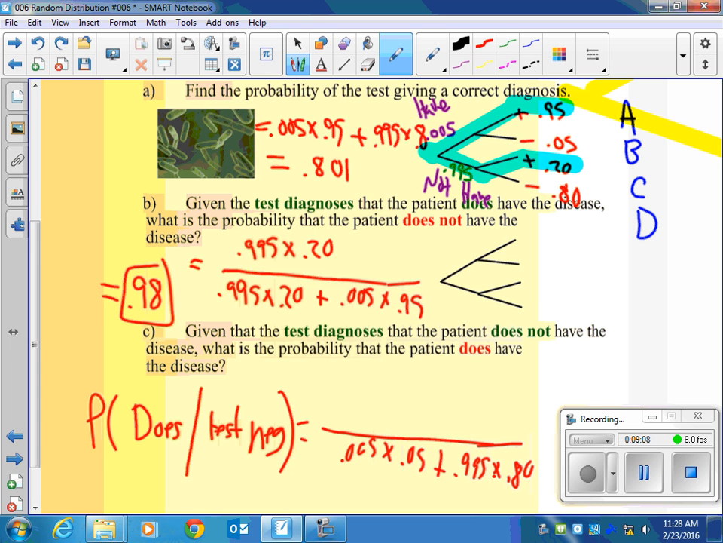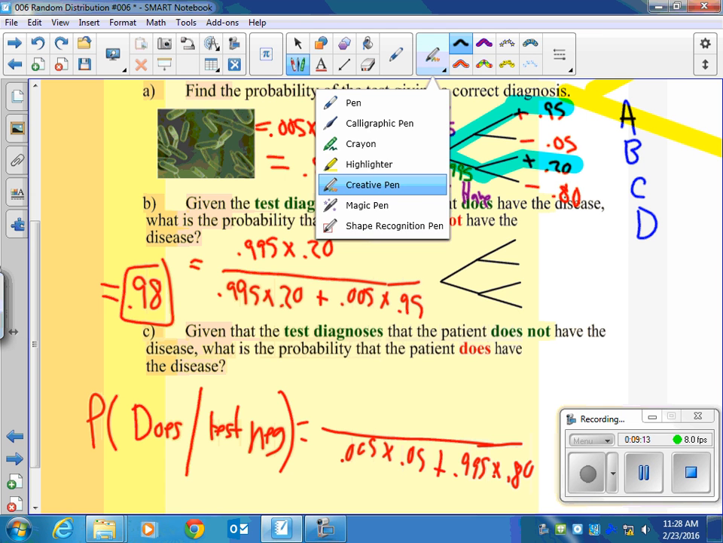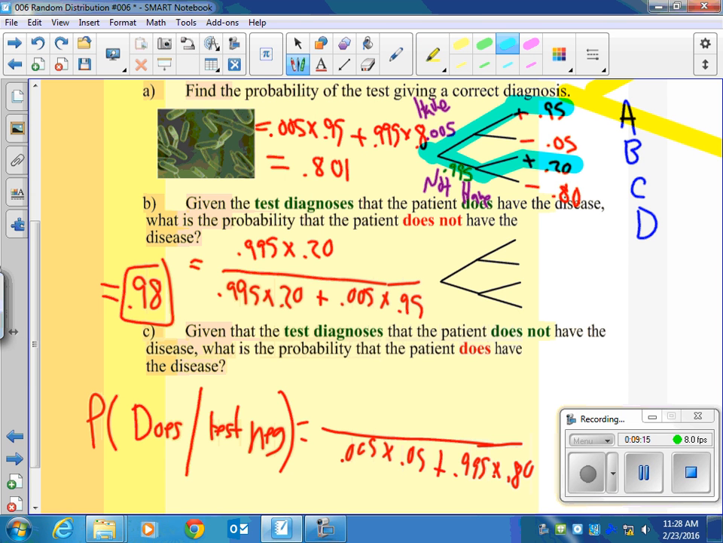Given that the test says you don't have it, it's a negative test. That's the total ways of having a negative test. These are the total negatives. And that's what I have down here. What's the probability the patient does have it? Well, the does have is it B or D? Turns up negative, but I do have it. Is that arm B or arm D? B.